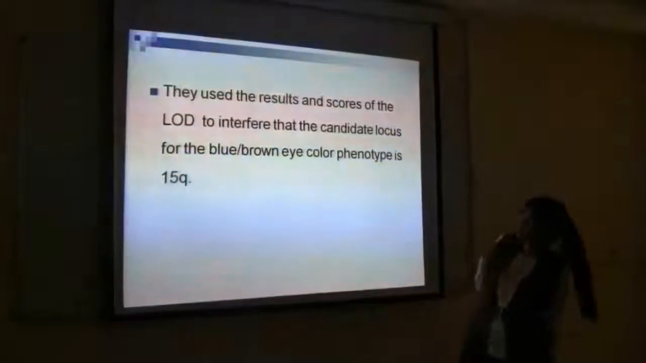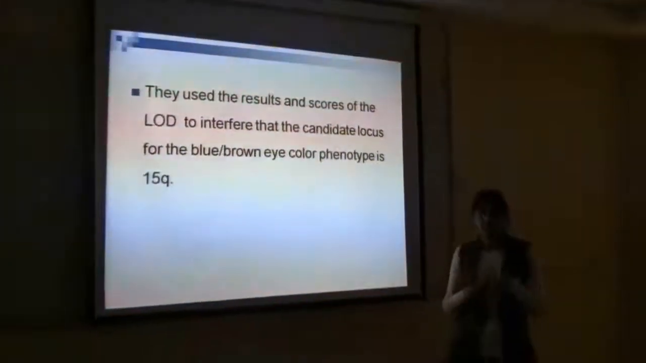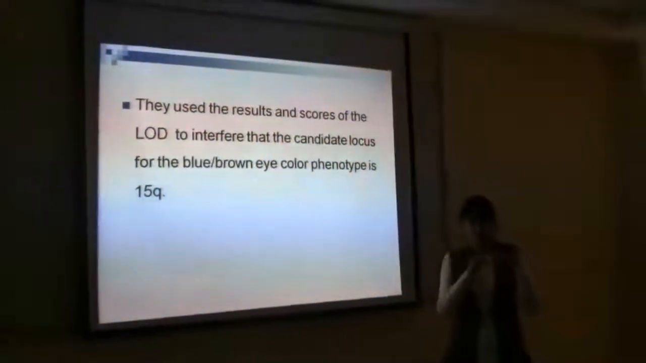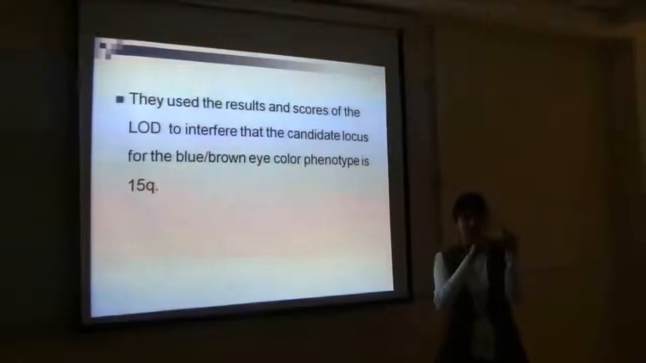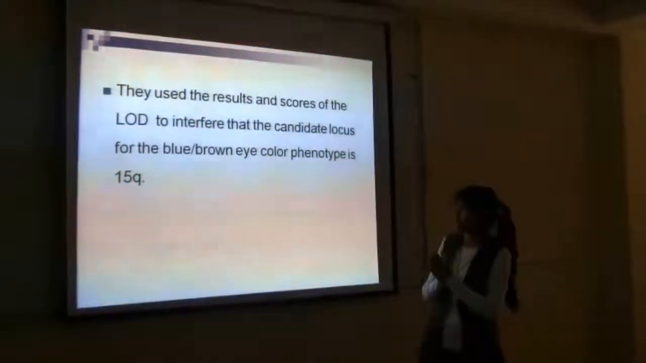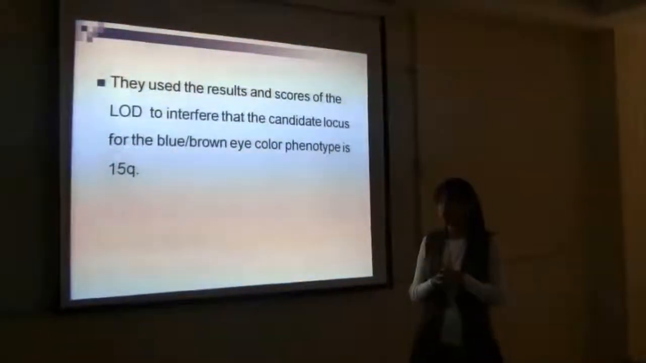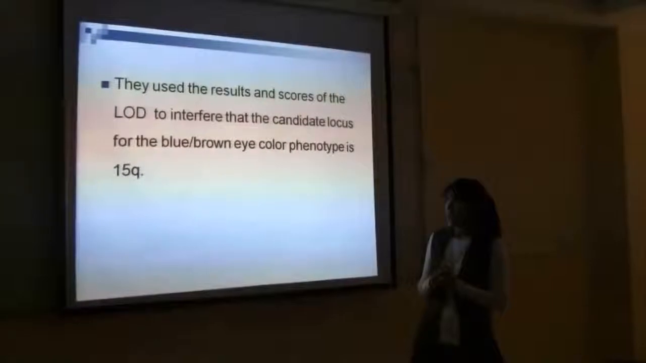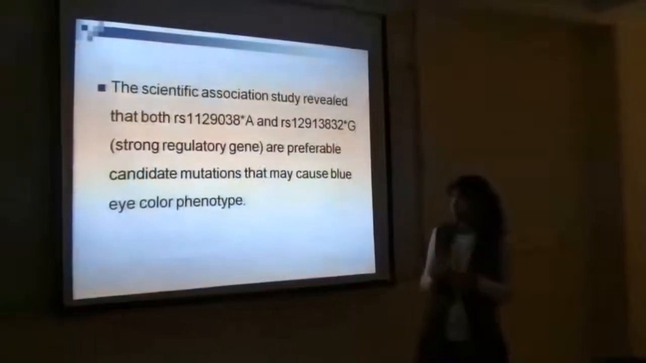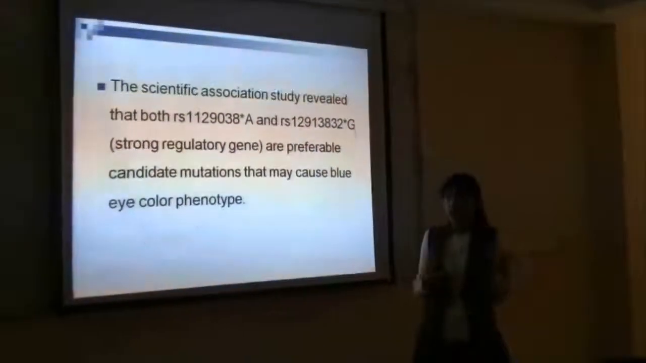Here I said that they used results and scores from the LOD. The LOD is a statistical genetic method to find, if you have a chromosome with a specific locus in it, which 2 genes are beside each other and how they affect each other. They used this technique to find the candidate genes for the blue eye color mutation, and they discovered that it's 15q. In the association method we talked about, they found some regulatory elements.